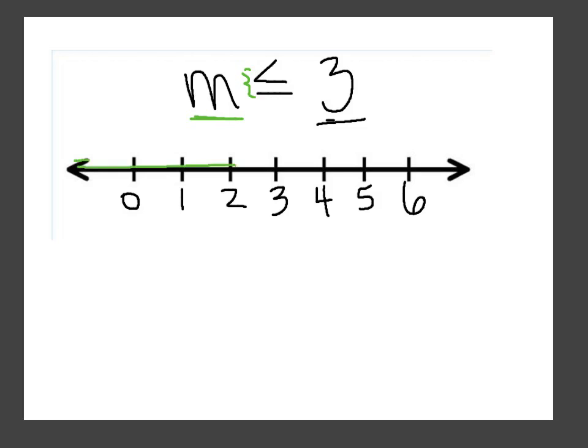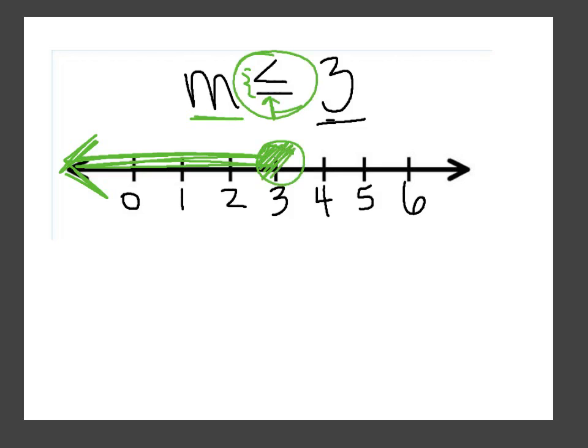So I'm going to shade all of the numbers that are smaller than 3. And lastly, I need to decide, is it an open circle or a closed circle? Well, because my inequality has this or equal to line on the bottom, I know that it needs to be a closed circle.